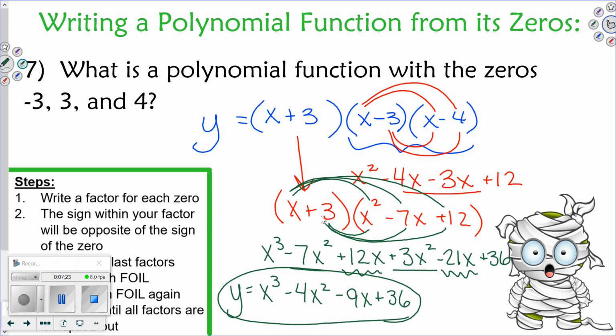So you can always check these, which I know is a great thing, right? You want to make sure you're right. Take your final answer, graph them, and make sure they cross where they should have crossed. So then you know you're right. If it doesn't, you messed up somewhere. Start over. Don't cry, just start over.